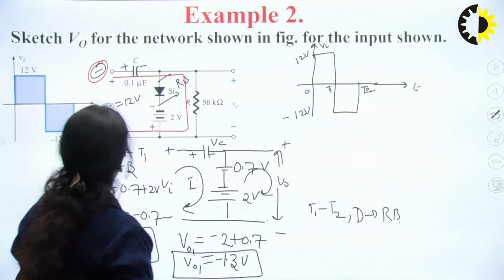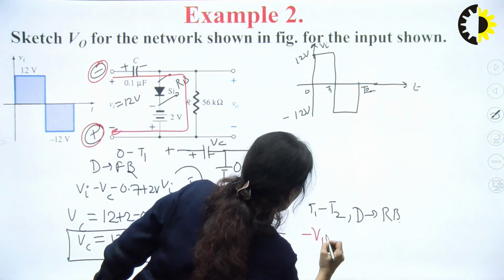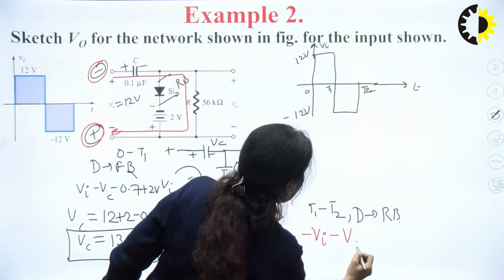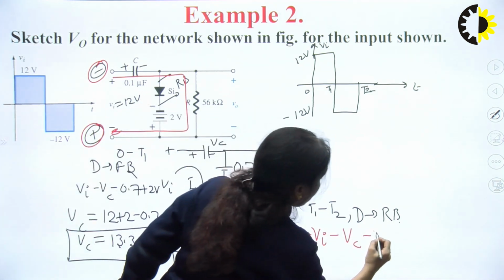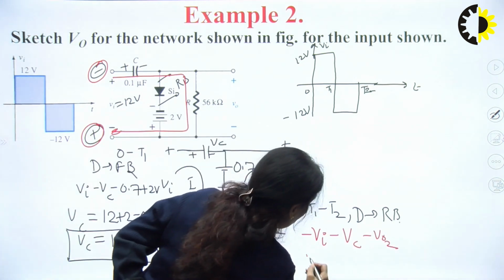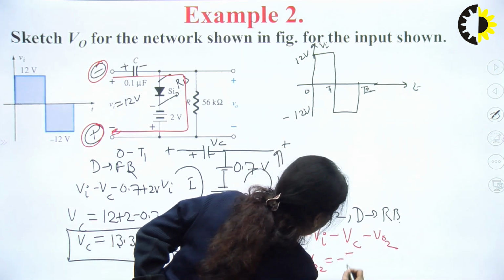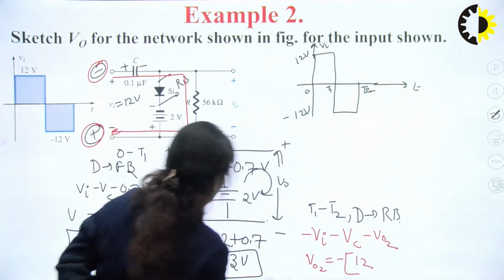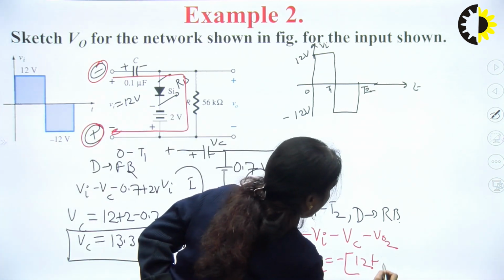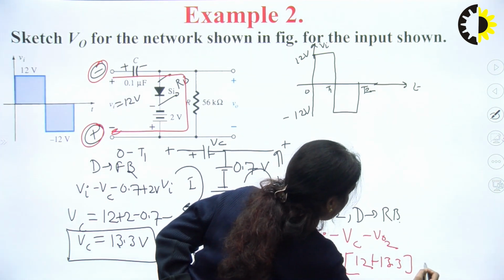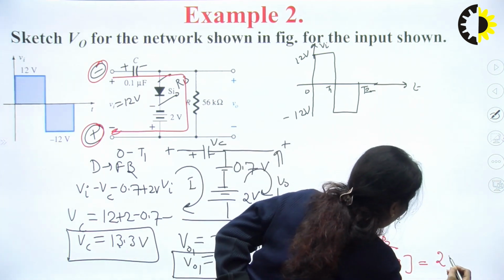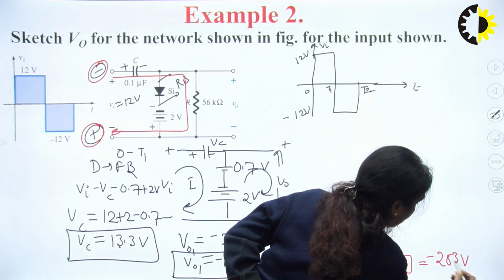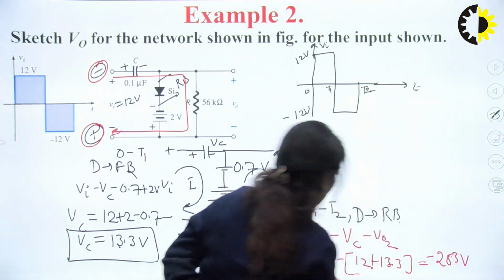So, again we write the KVL, that is minus of Vi minus Vc minus V0 is equal to 0. So, V02 will be equal to how much? Taking out minus sign outside. So, Vi is equal to 12 volt and Vc is equal to 13.3 volts. So, this is equal to net 25.3 volt with minus sign. So, this is my V02.